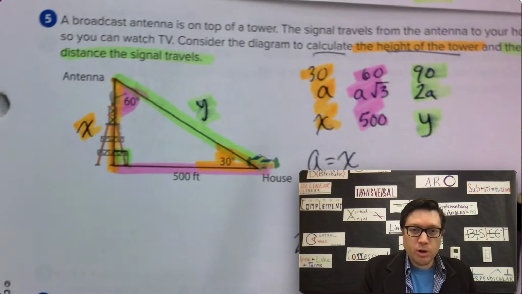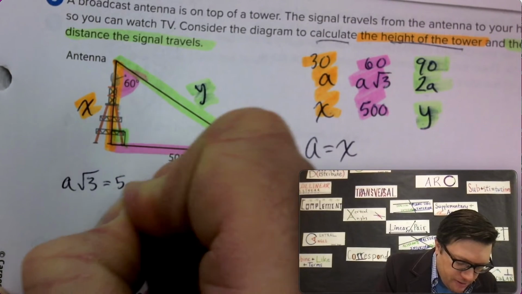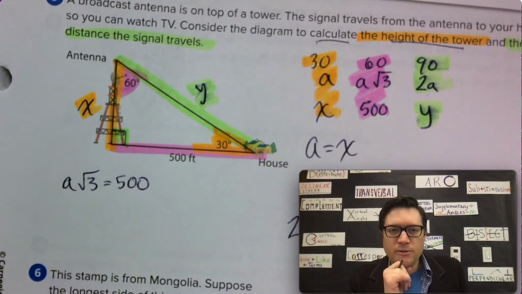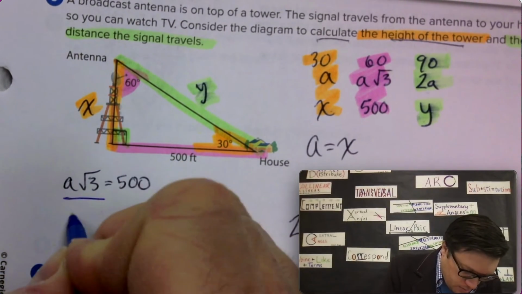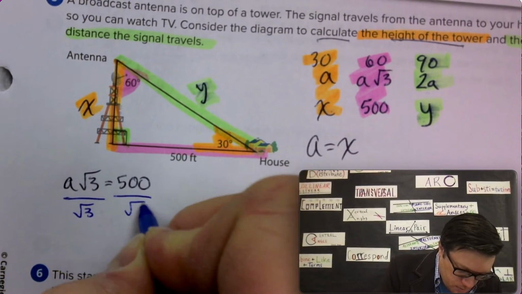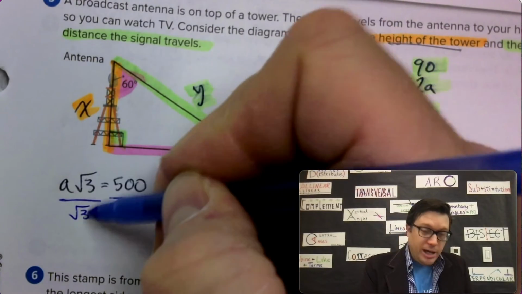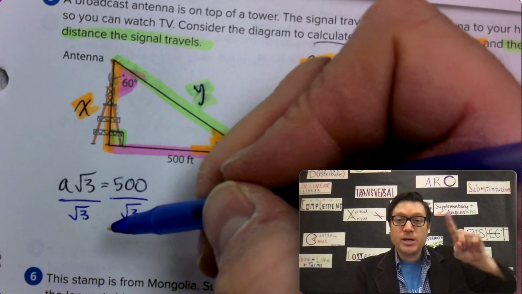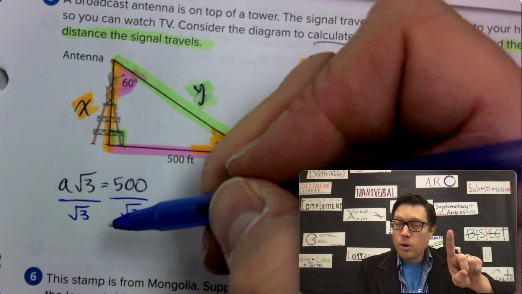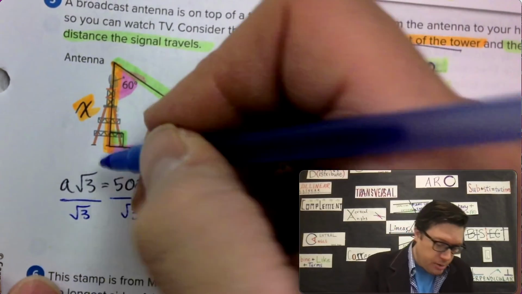I'll do the work over here. A root 3 equals 500. We want to get a by itself. Divide by root 3. When you divide by the square root of 3, over here, square root of 3 is being divided by itself. Something divided by itself is 1. Like 4 divided by 4, 1. 2 divided by 2, 1. Square root of 3 divided by square root of 3, 1.